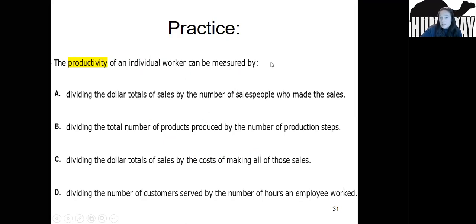This was just for practice. You'll see this on your test. The productivity of an individual worker can be measured by dividing the dollar totals of sales by the number of salespeople who made the sales, dividing the total number of products produced by the number of production steps, dividing the dollar totals of sales by the cost of making all those sales, and then dividing the number of customers served by the number of hours an employee worked. That would be an example of this question on a test. Output is divided by input. The correct answer is D. Output would be customers served. Input would be your hours.